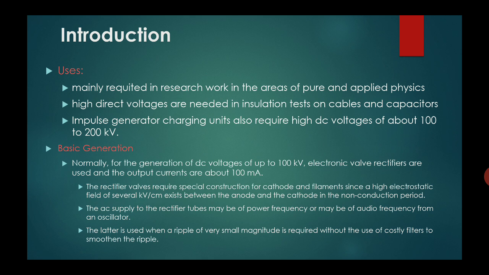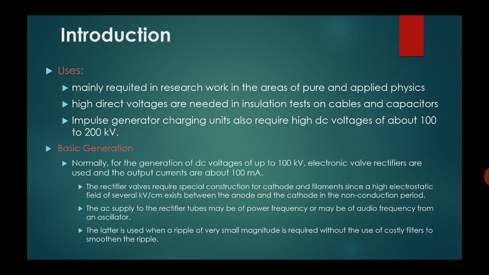The rectifier valve requires special construction for the cathode and filament, since a high electrostatic field of several kilovolt per centimeter exists between the anode and the cathode in the non-conducting period. So for this type of generation of high voltage, the rectifier should be of a special construction, so that it can withstand this amount of high voltage.